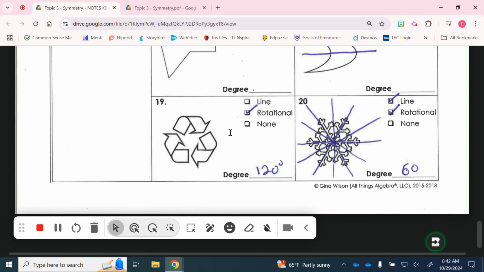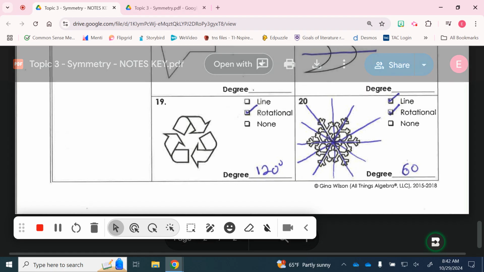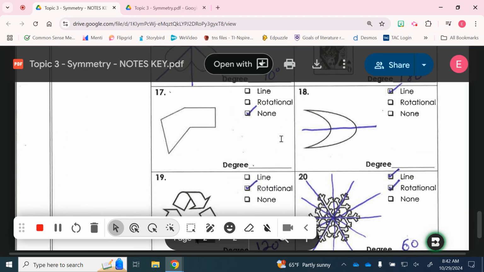And 19, this would have rotational symmetry, but not line symmetry. Again, it looks very triangular, so it would have been 120 degrees. Questions on this? Oh, 17 was none. There's nothing there.